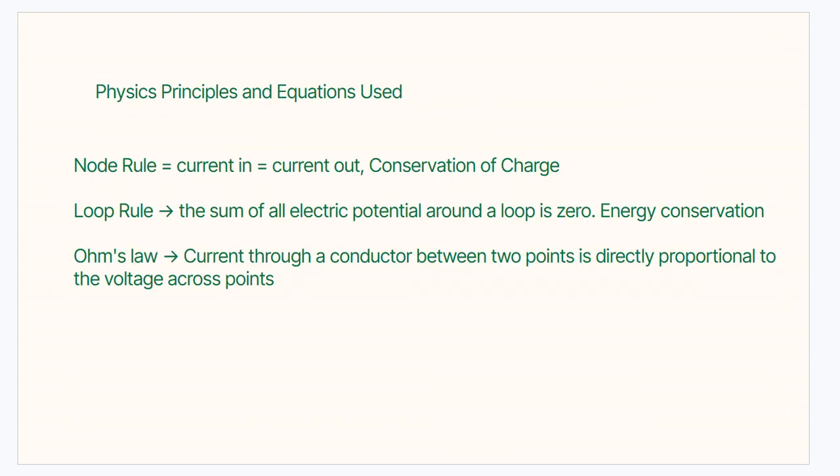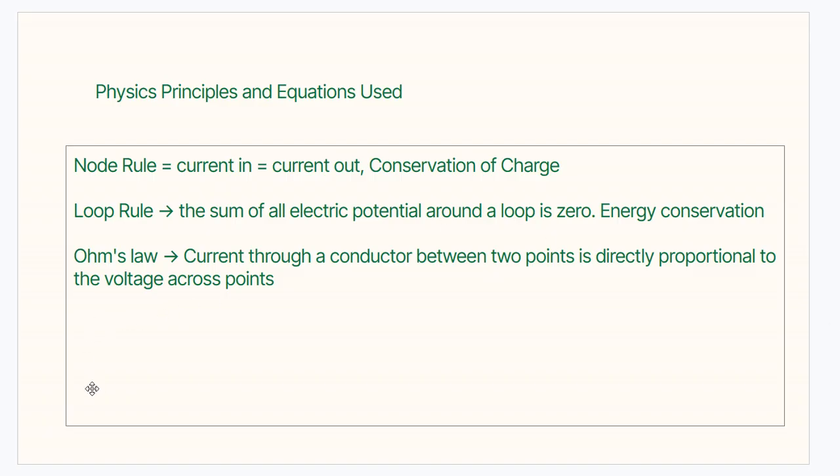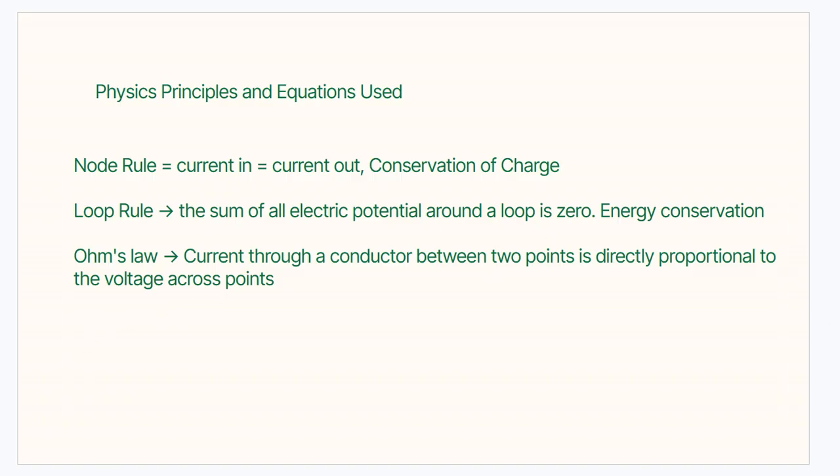All right, so we've also got some physics principles and equations used. The node rule: current in equals current out, so it's conservation of charge. Loop rule: the sum of all electric potential around a loop is zero. This is from energy conservation. Ohm's law: current through a conductor between 2 points is directly proportional to the voltage across the 2 points.